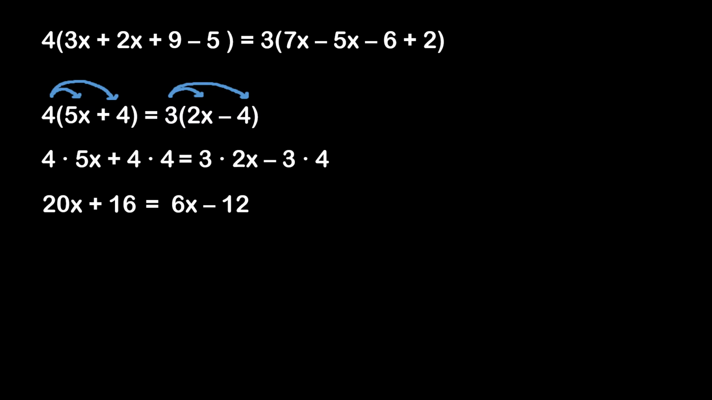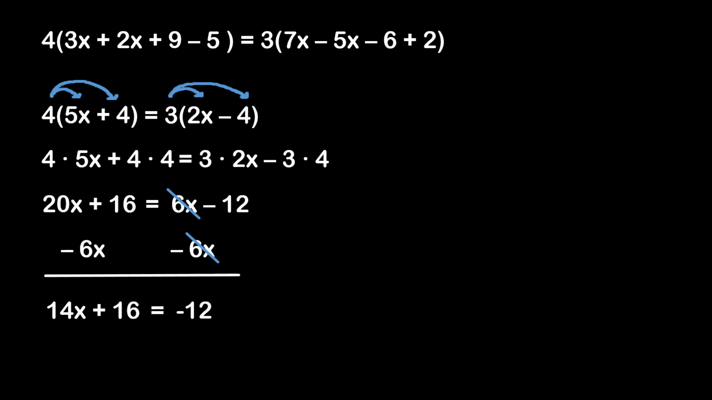And then from there, we want to rearrange so that we only have one x variable. So we are going to subtract 6x from both sides. The 6x and the negative 6x cancel out because 6x minus 6x is equal to 0. And so you have 20x minus 6x, which is 14x plus 16 is equal to negative 12. I'm going to rewrite it over here and then continue so things don't get too messy.